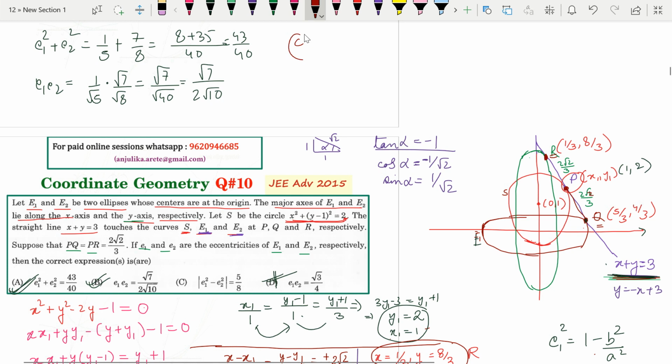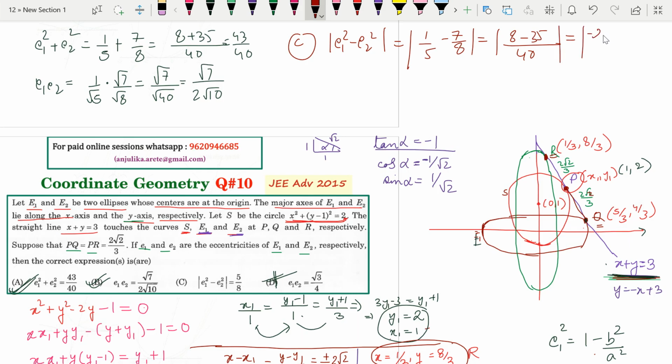C part, just check the C part. e1 square minus e2 square. Just now we said e1 square is 1 by 5 and e2 square is 7 by 8. What are you getting? This is 8 minus 35. How much is this? 27 over 40. So we are getting this value to be 27 over 40, so this is not true. Understood? Nice question, right? See you with another one.